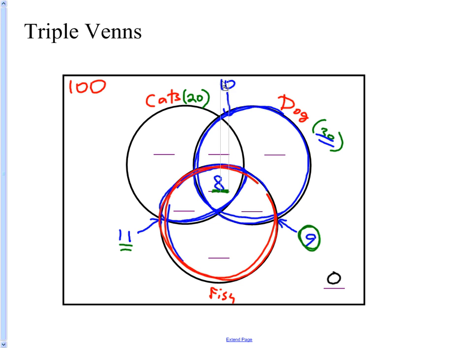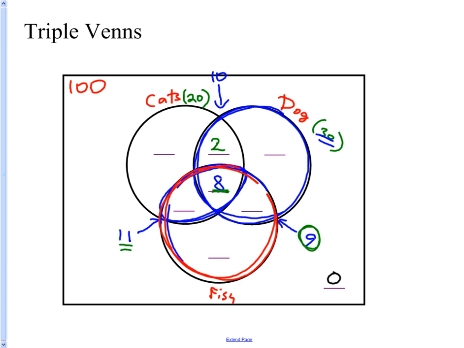No. When they tell you there's 10 cat and dog people that have cats and dogs, you can't just slap it into the chart. You got to figure out what goes where. If there's 8 in the middle, what would have to go here? 2. Get the idea? Keep going just like that and see if you can complete this chart. I'm going to pause while we finish it.